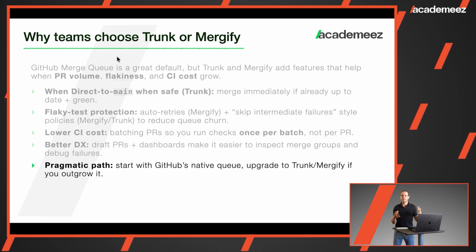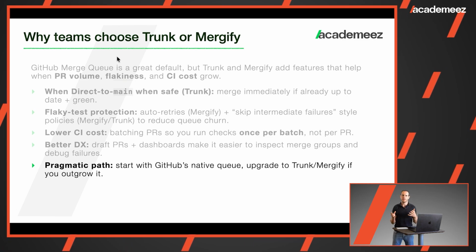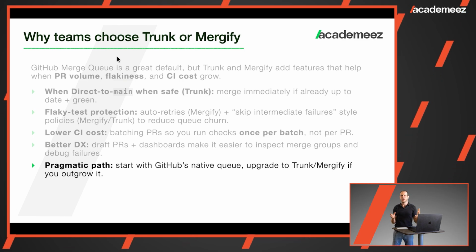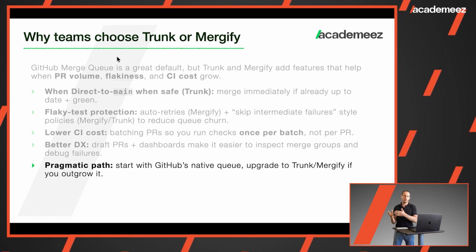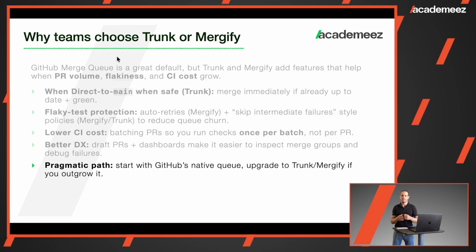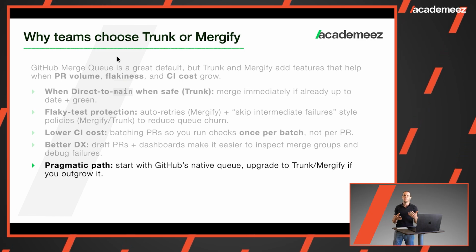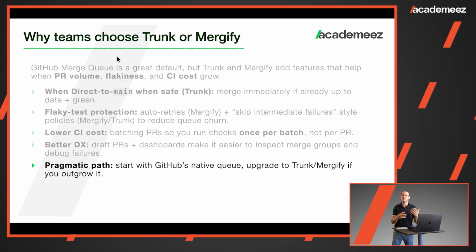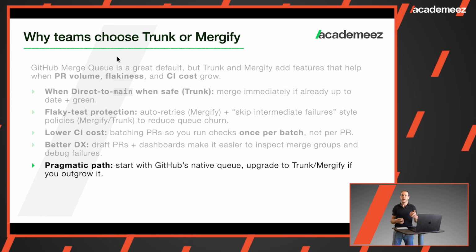And just a suggestion, if you're using GitHub Actions, you might want to start with a simple solution. So you might say, okay, I'm going to start with GitHub native merge queue, and then if my team grows, my flakiness grows, then I will upgrade to Trunk or Mergify if I see that the need rises and GitHub merge queue is now insufficient for my development goals and my CI pipeline.